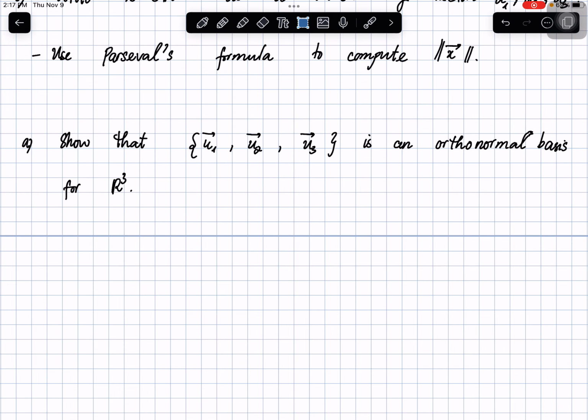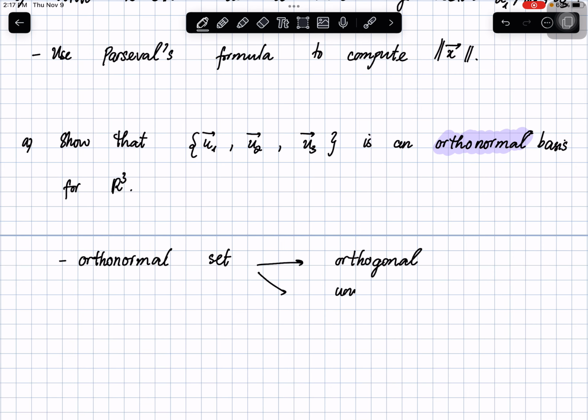So the first thing we talk about is the orthogonal set, the orthonormal set. We need to show that u1, u2, u3 is an orthonormal basis for R3. Recall that an orthonormal set is a set where the vectors in the set are pairwise orthogonal, and they are all unit vectors.